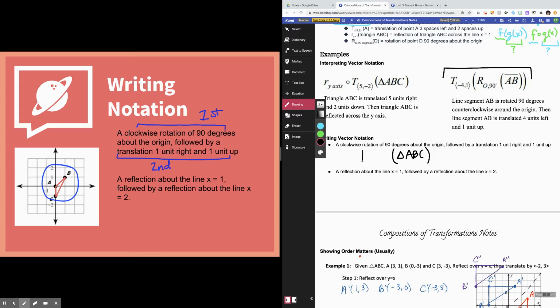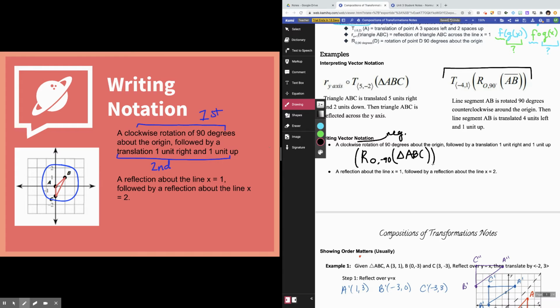So a rotation is a capital R, right? What comes next is what you rotated around, which they said was the origin. So I'm going to put an O there, which stands for origin. And then it said a clockwise rotation of 90 degrees. Remember, clockwise is negative. So instead of putting positive 90 right here, I'm going to put negative 90. Okay, so that's my first transformation.